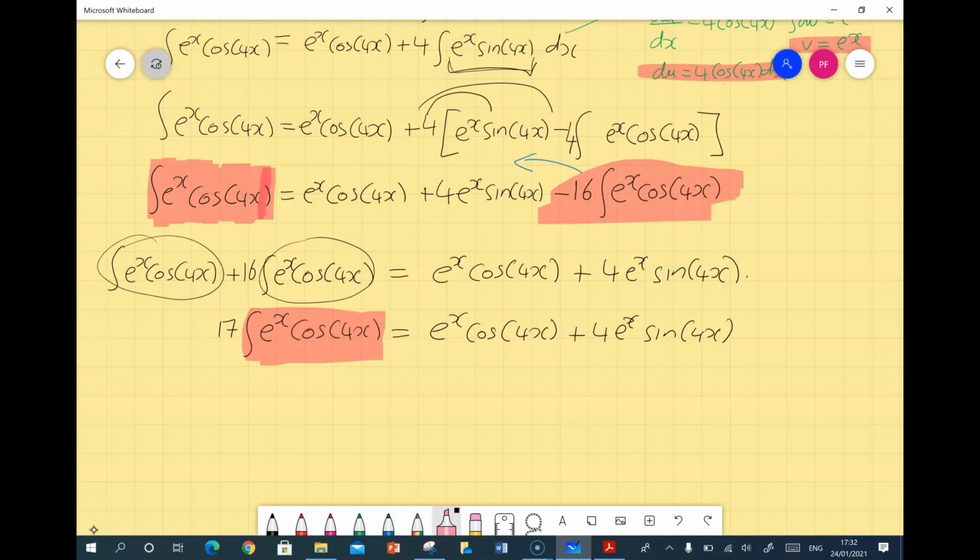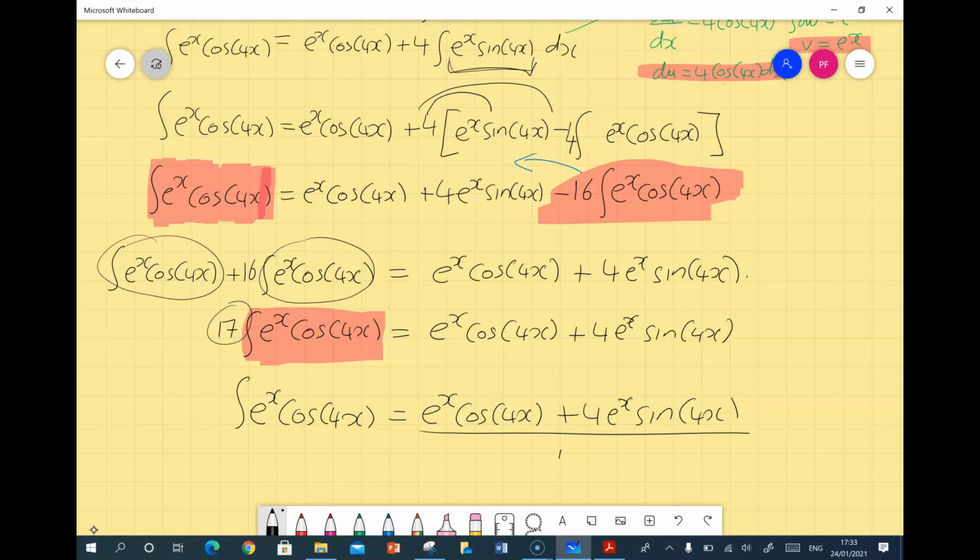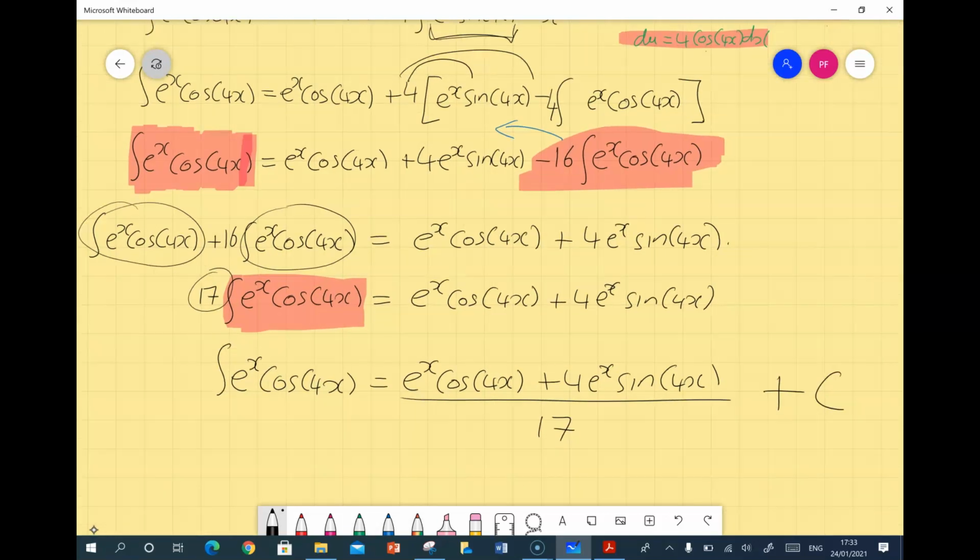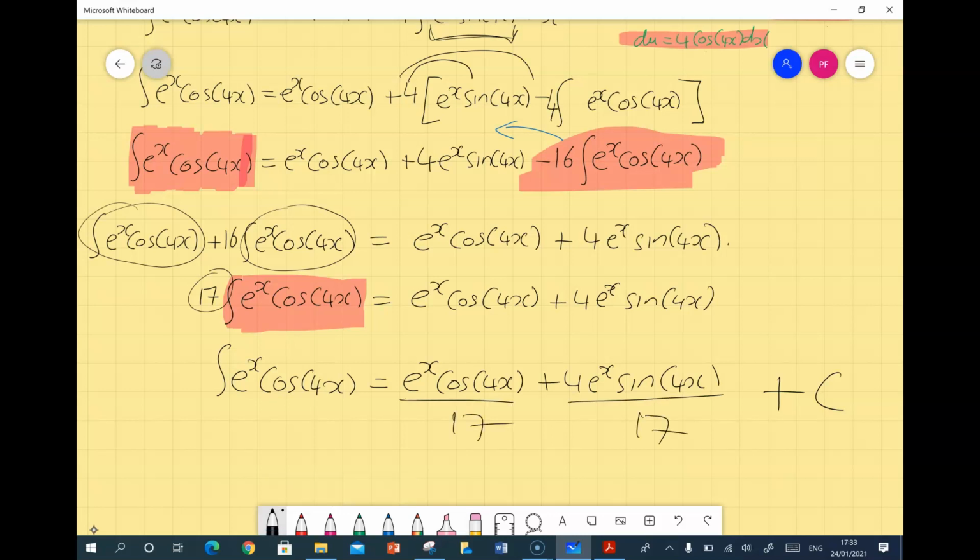So to get that on its own equal to something, the 17 is multiplying it, so the 17 will have to come over to divide. So the integral of e to the power of x cos of 4x equals e to the power of x cosine of 4x plus 4 e to the power of x sine of 4x, all divided by 17. Don't forget your plus c at the end. But also remember that instead of the whole thing over 17, you could have the individual pieces over 17. It makes absolutely no difference.